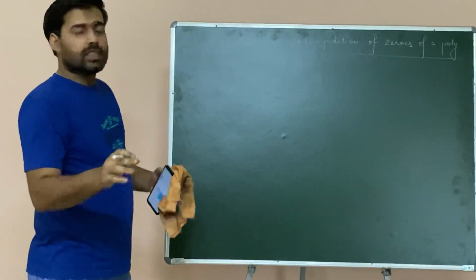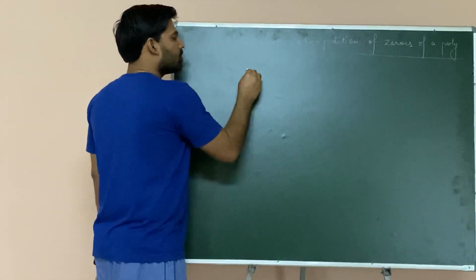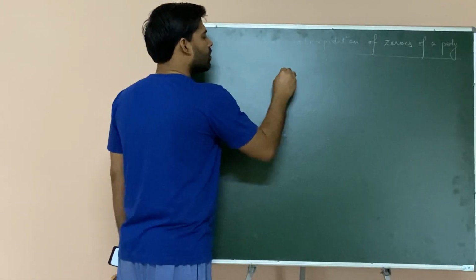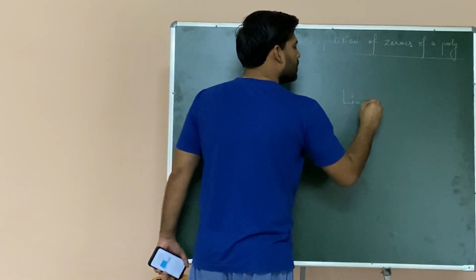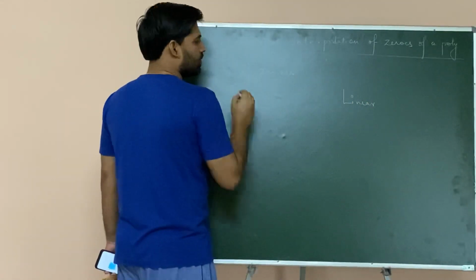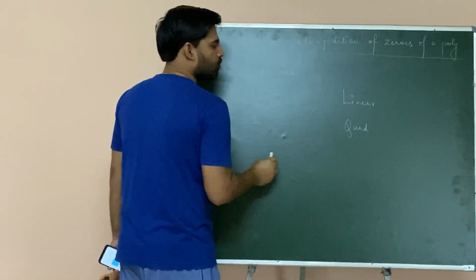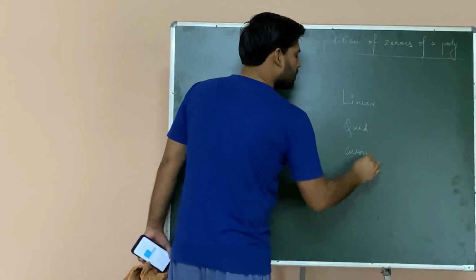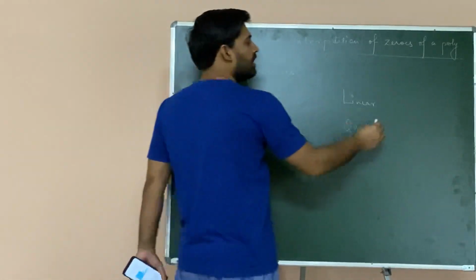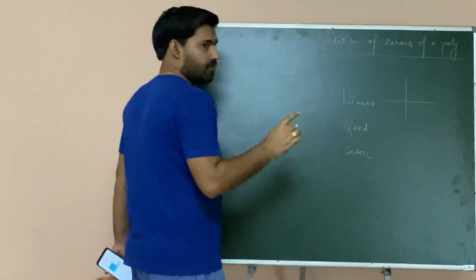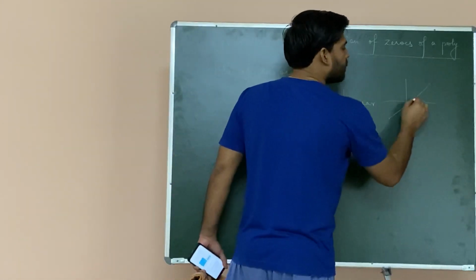So the overall thing that we need to understand is the number of zeros. If you are having a linear polynomial, the number of zeros is 1. If you are having a quadratic polynomial, the number of zeros is 2. If you are having a cubic polynomial, the number of zeros would be 3. That means, in a linear equation, the graph, or rather the line, will intersect the x-axis at only one point.